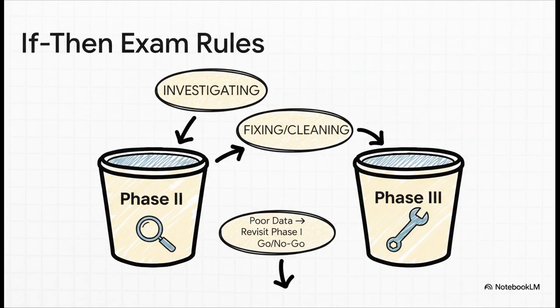And if you want an even faster shortcut, use these simple if-then rules. If you see words like investigating, assessing, or exploring, your brain should just scream phase 2. If you see words like fixing, cleaning, or labeling, that's a hard signal for phase 3. These rules will help you cut through the noise in a complicated question and get to the answer fast.